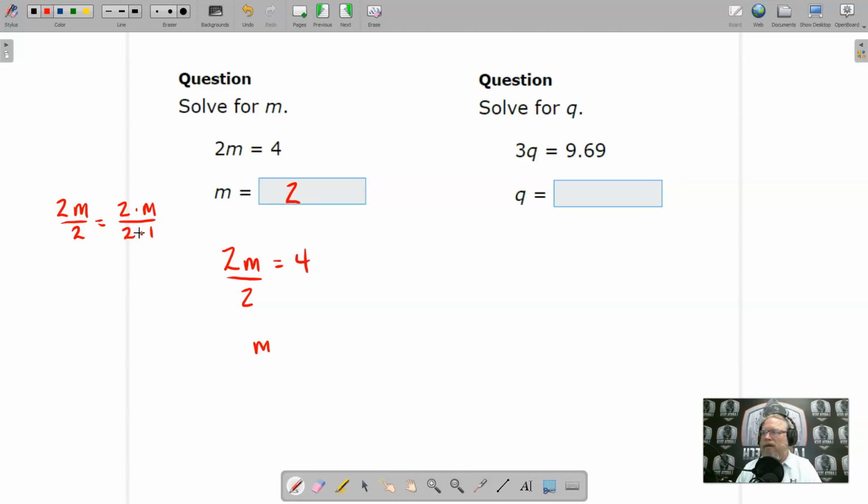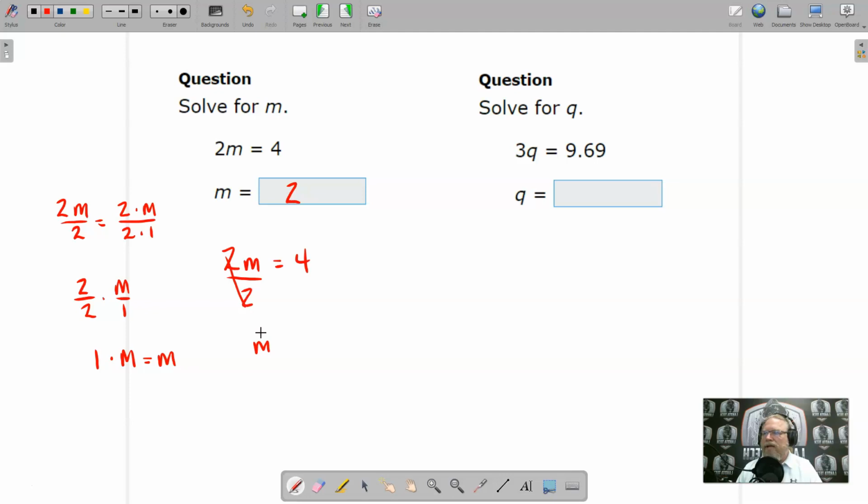2 times 1 is still 2. I haven't changed the value by multiplying by 1. Now I could do 2 over 2 times m over 1, and that's still the same thing. I just pulled them apart, right? 2 over 2 equals 1, and m divided by 1 equals m, and 1 times m equals m. So that's what's happening.